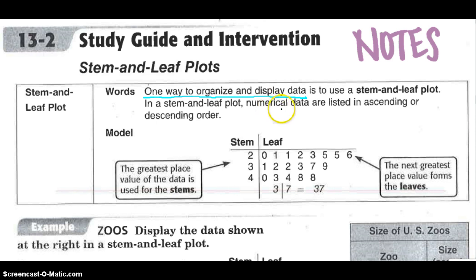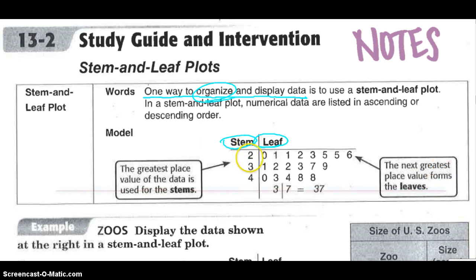In a stem and leaf, the numerical data is listed in ascending or descending order, so it's a way of organizing all of the numbers. On the left, called the stem, this is where we put the greatest place value. And then on the right, called the leaf, this is where we will put the next greatest place value.